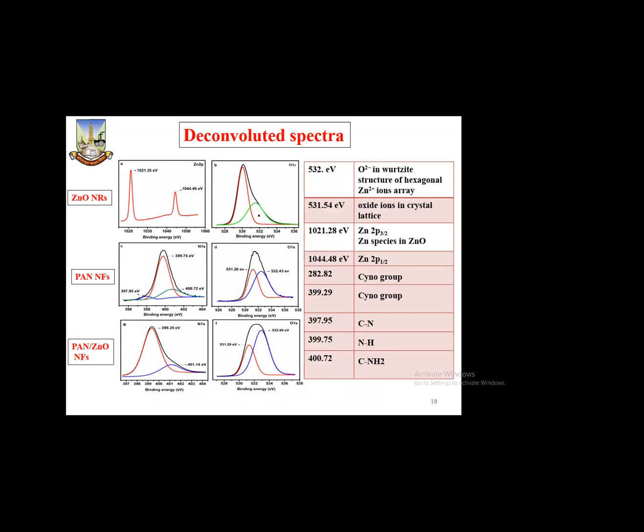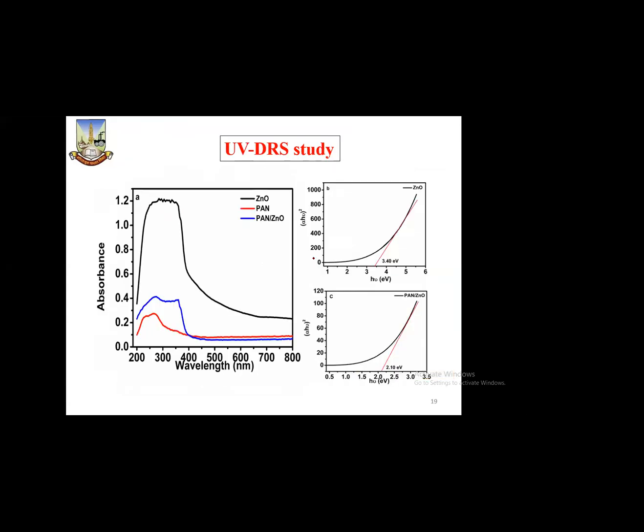These are the deconvoluted spectra. That is O2 minus in the wurtzite structure of hexagonal zinc 2 plus ion array, showing 532 electron volt, oxide ions in crystal lattices. This is for the zinc oxide nanorods. This is for PAN nanofibers, and this is for PAN zinc oxide nanofibers. And the presence of this binding energy itself shows the formation. As well, we have separated the deconvoluted spectra from the convoluted spectra.